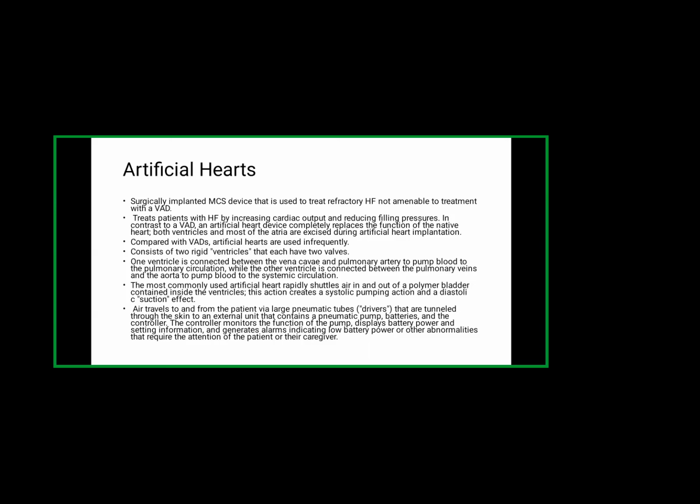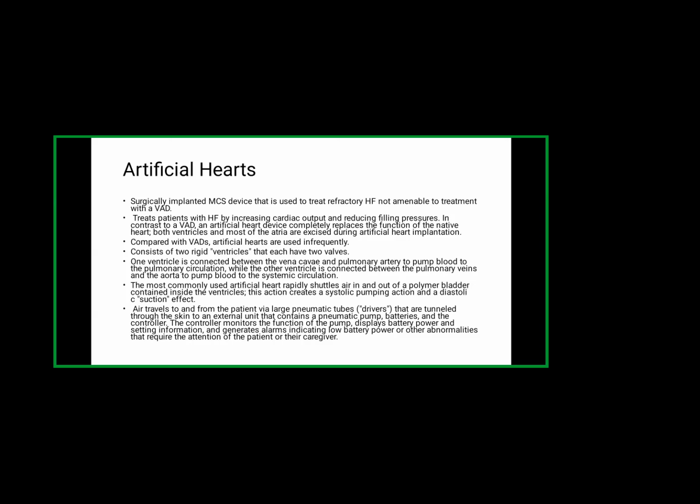So what is done is that one ventricle is connected between the vena cava and the pulmonary artery to pump blood to the pulmonary circulation, while the other ventricle is connected between the pulmonary veins and the aorta to pump blood. So it's totally bypassing the effect of the heart, okay?